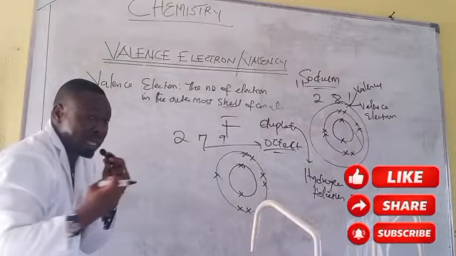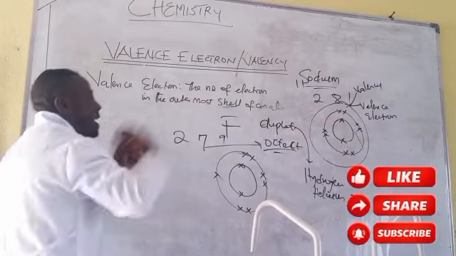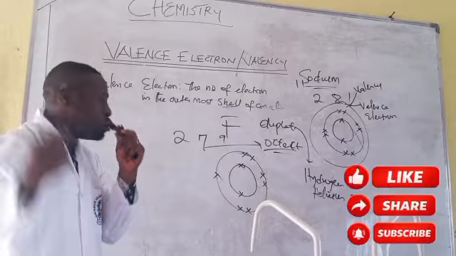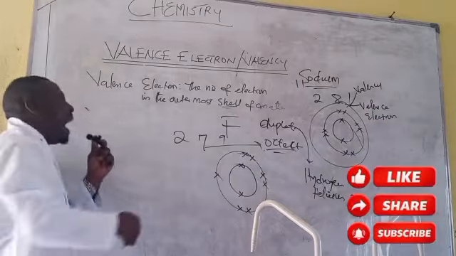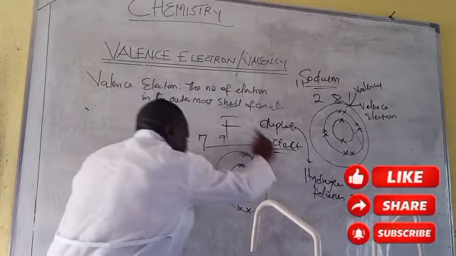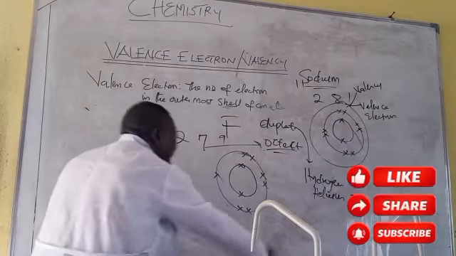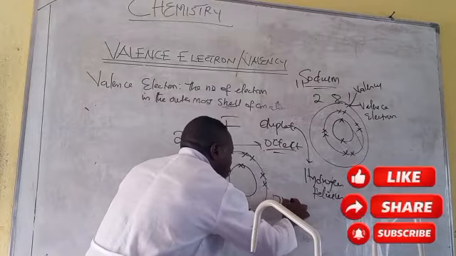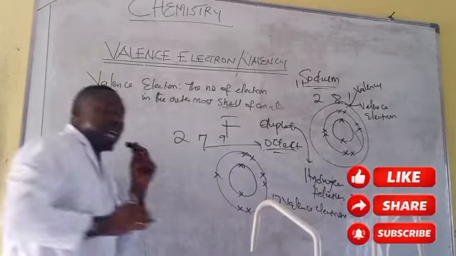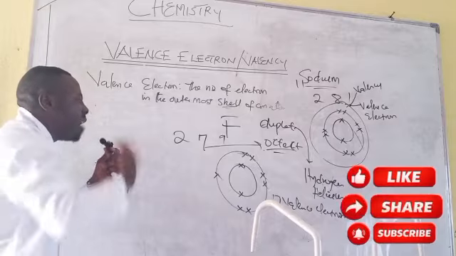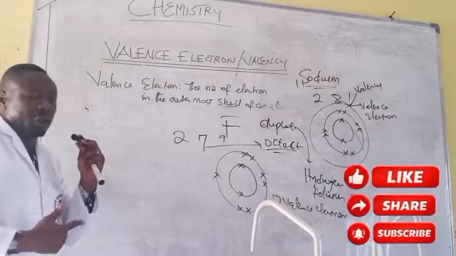Like fluorine we just mentioned, it is 2, 7. So fluorine needs 1 electron to add to this 7 to become 8 and obey the octet rule. Now we have 7 in the outermost shell. How many valence electrons does fluorine have? Since we have 7 electrons in the outermost shell, fluorine has 7 valence electrons. That is the answer.